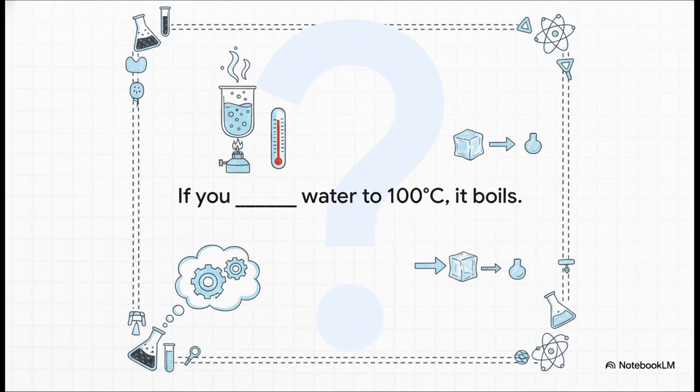Okay, question number 1. If you blank water to 100 degrees Celsius, it boils. What do you think? Which verb tense do we need here? The right answer is B, heat. Yep, it's a scientific fact, so we need that present simple tense in both parts of the sentence.